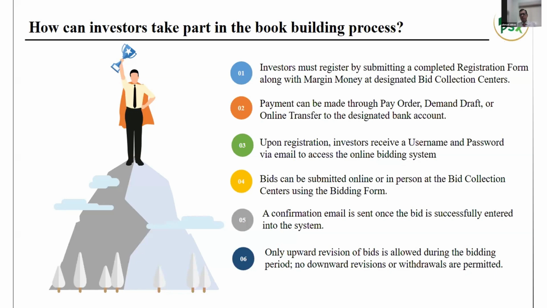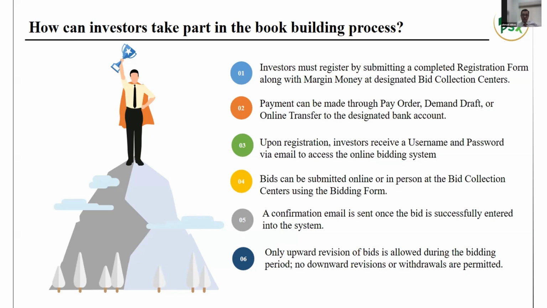So bid registration forms are filled, margin money is provided, payment can be made through pay order, demand draft, or online transfer to the designated bank account. Once the registration is complete, investors receive a username and password via email to access the online bidding system. This can be done by the investor himself, or they can place the order with the book runner, who can place it on their behalf. And bids can be submitted online or in person at the bid collection centers using the bidding form. A confirmation email is sent once the bid is successfully entered into the system.